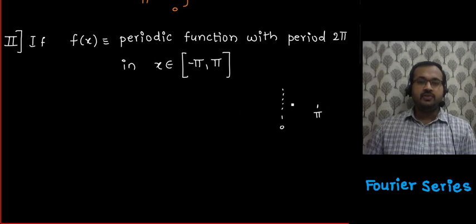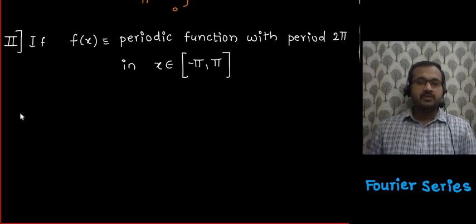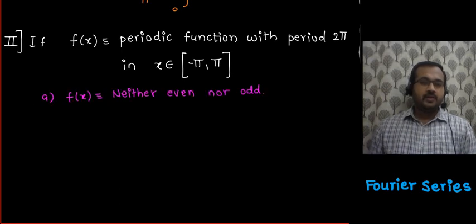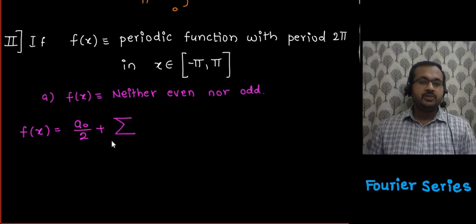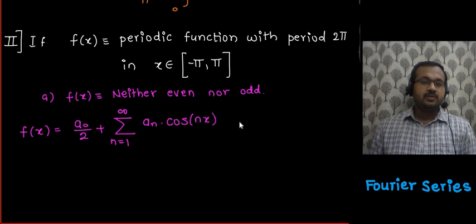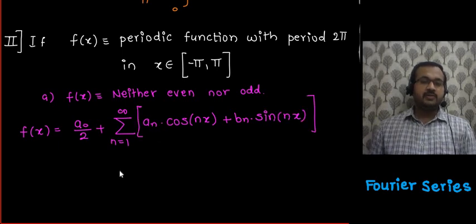So we start with the general case. Let us assume this f of x is neither even nor odd. Then the Fourier series representation will be a0 upon 2 plus summation n varies from 1 to infinity an into cos nx plus bn into sin nx, which is similar to the previous step.